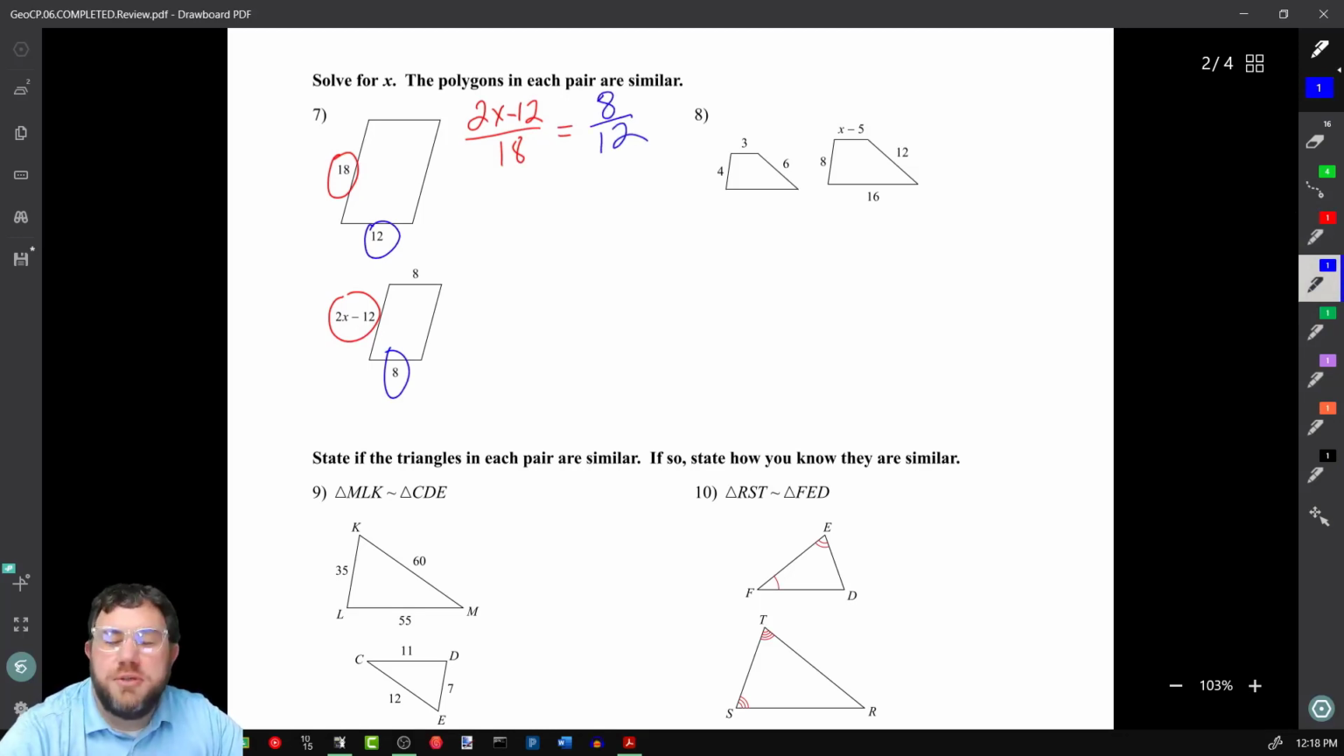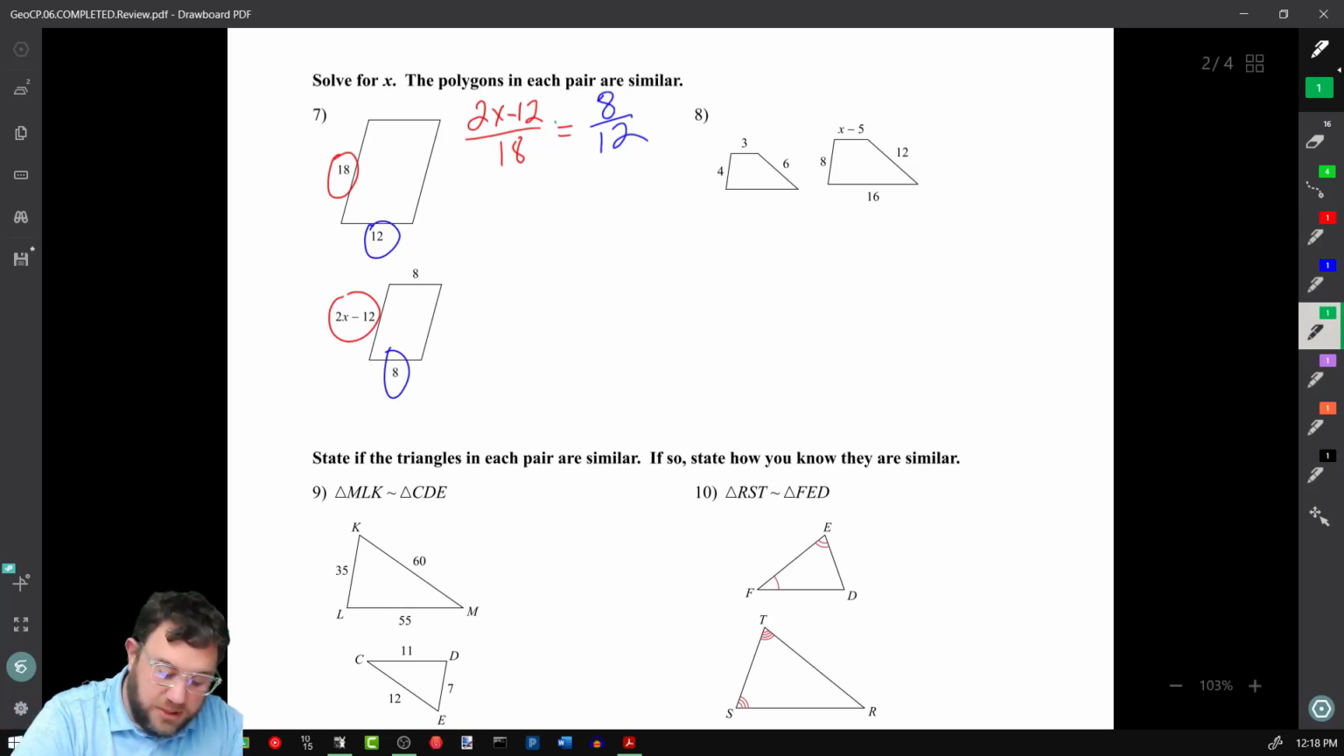Now you could reduce 8 over 12 first. It's going to give you smaller numbers to work with, but it also gives you an extra step that could result in an error. So it's up to you whether you want to do that. We'd still get the same answer in the end. So we're going to cross multiply. So we get 12 times 2x minus 12 equals 18 times 8.